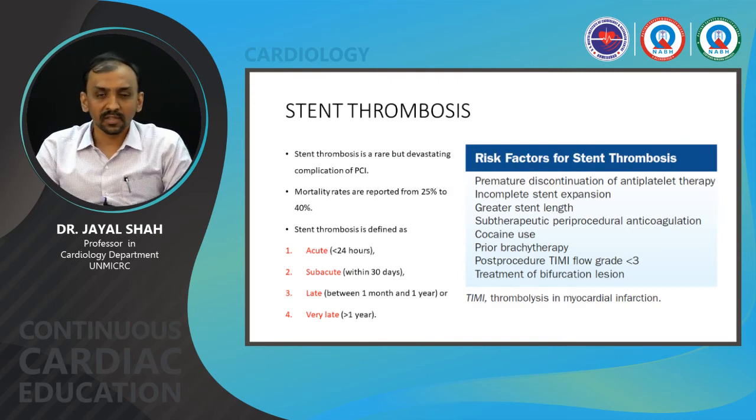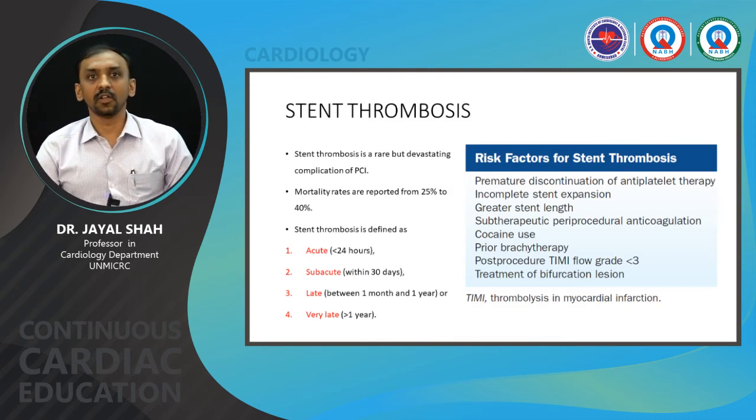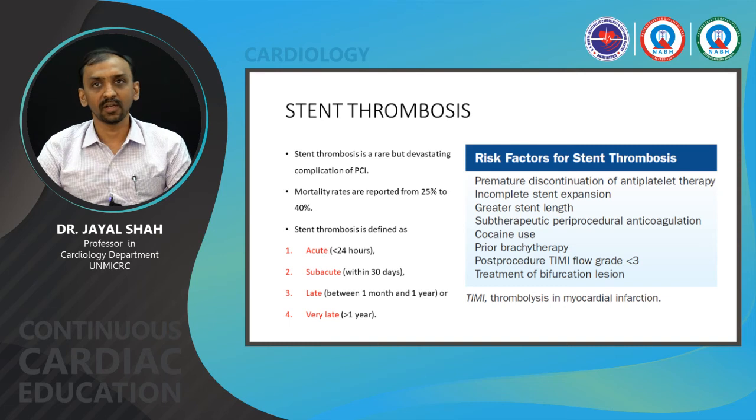So stent thrombosis, as we all know, is a very rare and devastating complication of PCI with a very high mortality. Typically it is classified according to the temporal pattern, like acute, subacute, late or very late. And the risk factors for stent thrombosis are premature discontinuation of antiplatelet therapy, incomplete stent expansion, greater stent length or subtherapeutic periprocedural anticoagulation, cocaine use, prior brachytherapy, post-procedure TIMI flow grade 3 and treatment of bifurcation lesion.